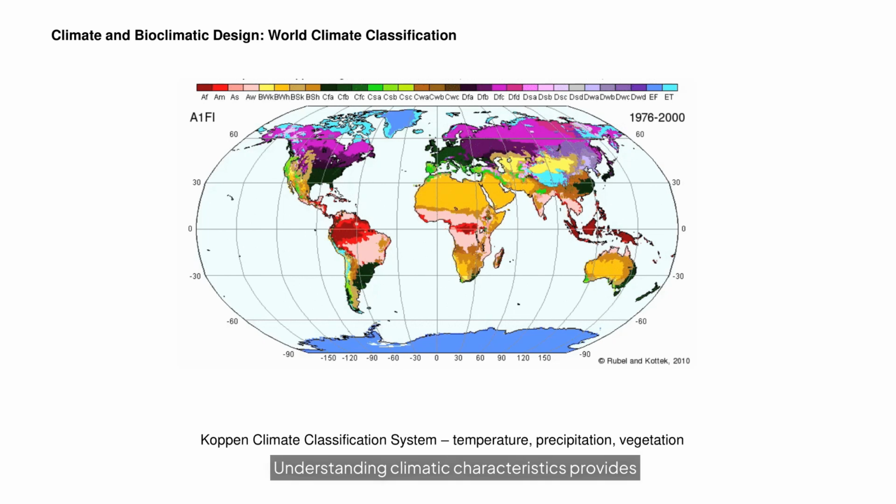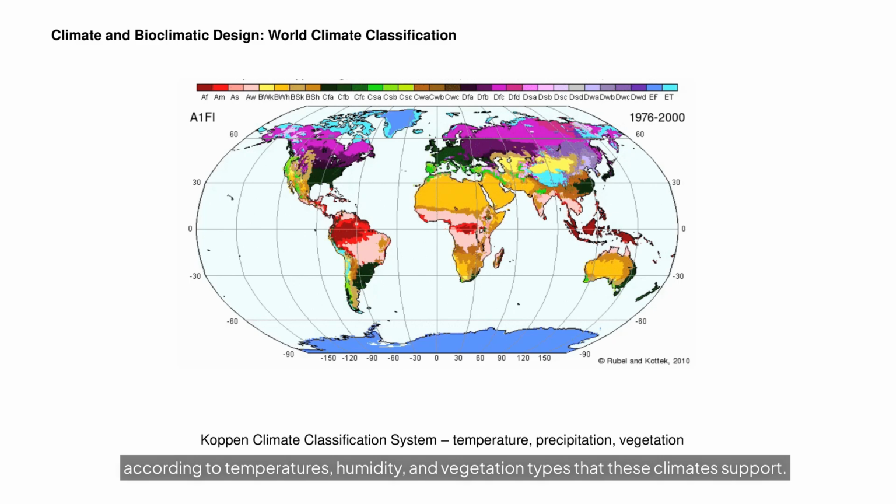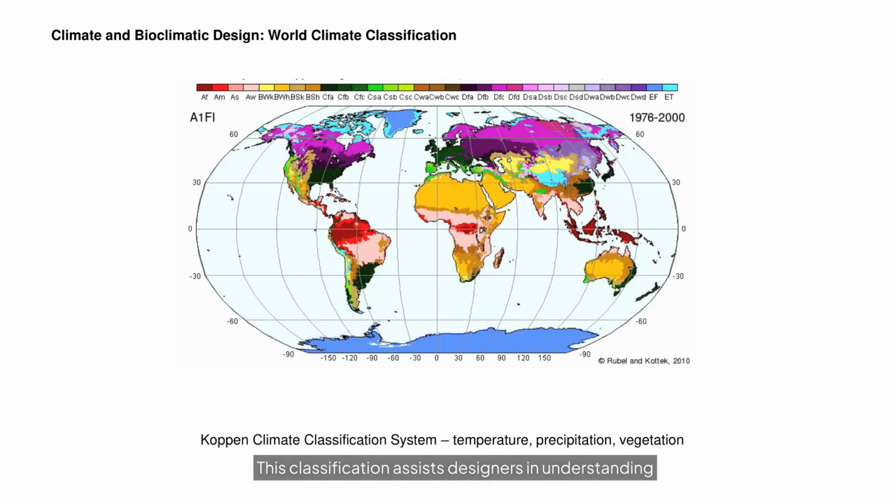Understanding climatic characteristics provides important contextual information for bioclimatic design. The map on this slide shows how climatic zones are distributed geographically according to temperatures, humidity, and vegetation types that these climates support. This classification assists designers in understanding the general climatic characteristics of the location of a project.